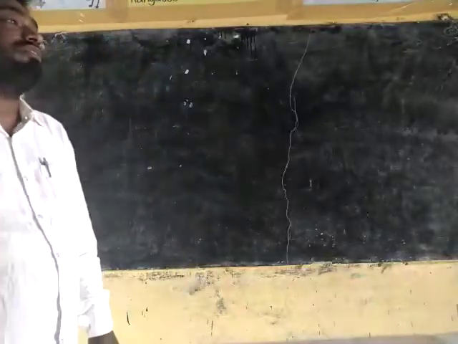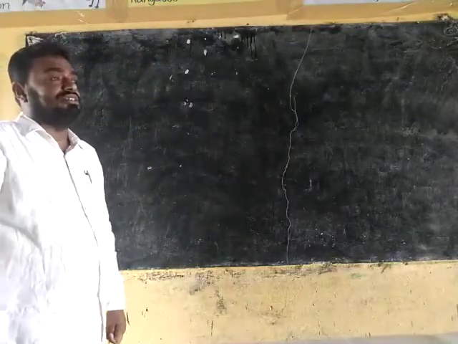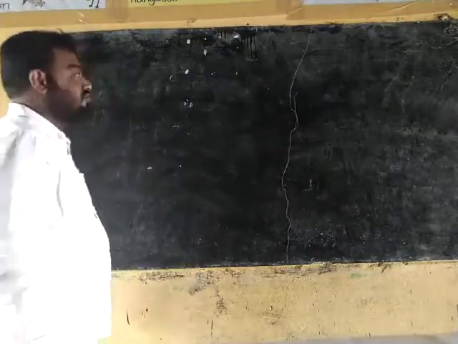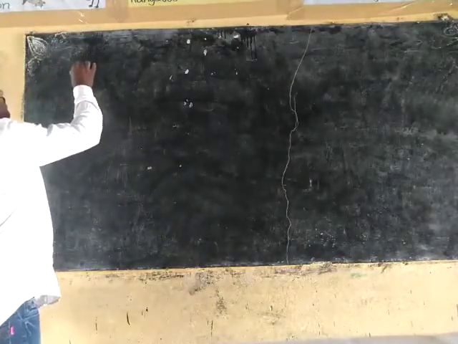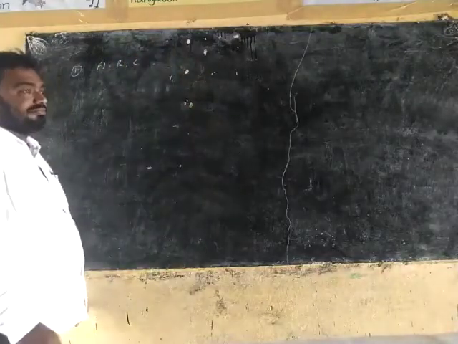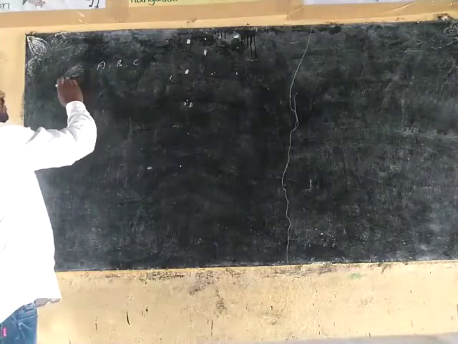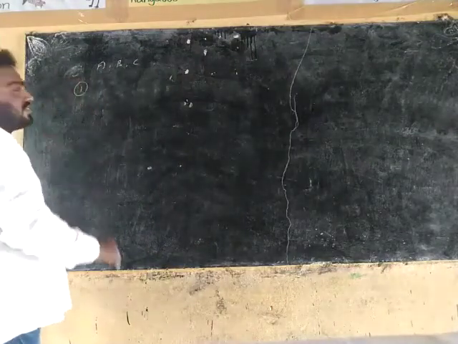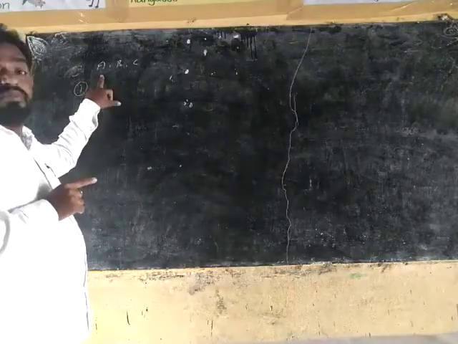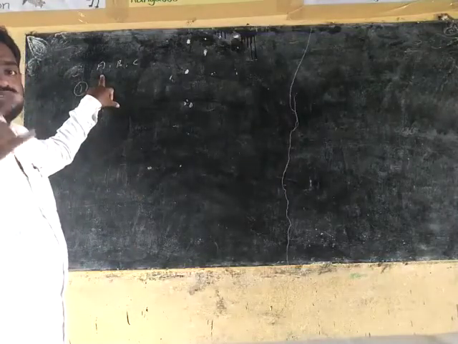What are the properties of the product of matrices? First, A, B, and C are any three matrices. Then the first one: it satisfies the associative law. The product of matrices satisfies the associative law.